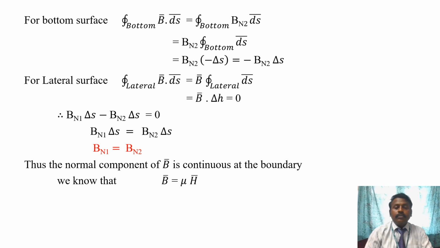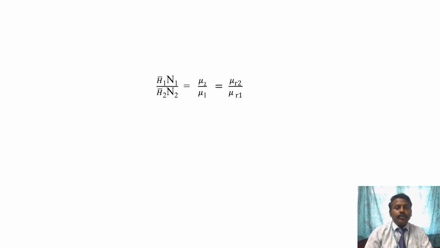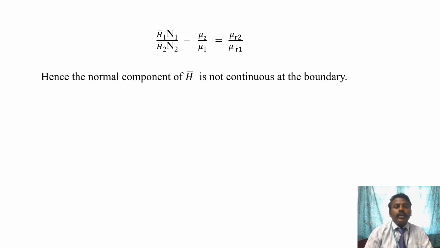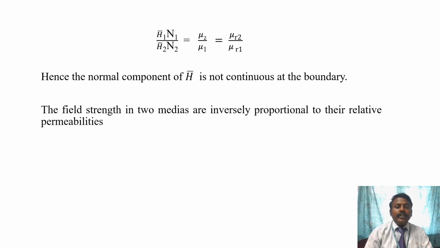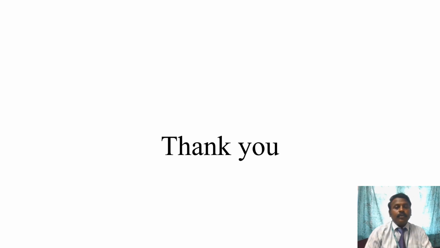We know that B equal to mu into H, the relationship between magnetic flux density and magnetic field intensity. For medium 1 and 2 we can write mu 1 H1 n and mu 2 H2 n. So finally we conclude H1 n divided by H2 n is equal to mu 2 by mu 1 is equal to mu r2 by mu r1. Hence the normal component of magnetic field intensity is not continuous at the boundary.